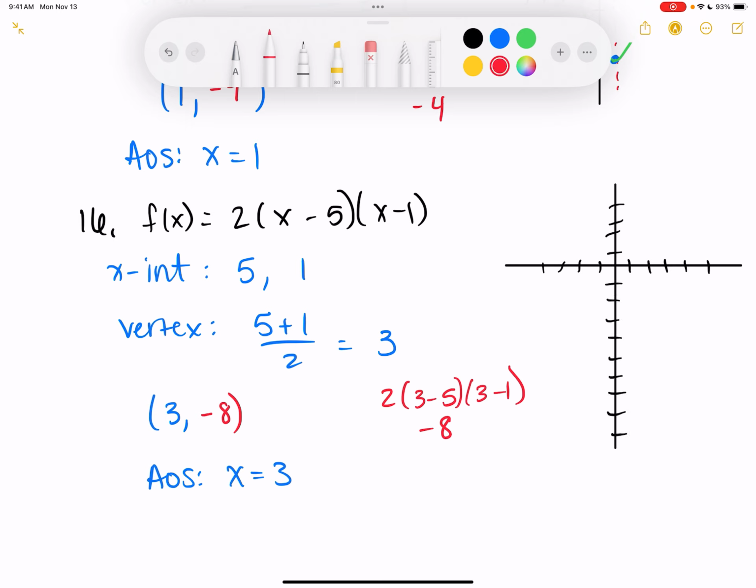All right, so axis of symmetry at 3, and then vertex at (3, -8). Then my intercepts are always still going to be up here. So I've got one at 1 and one at 5. So again, we're 2 away on both sides, so that's good. That means I did everything correctly. And hopefully I connect the dots a little better than I can today, apparently.